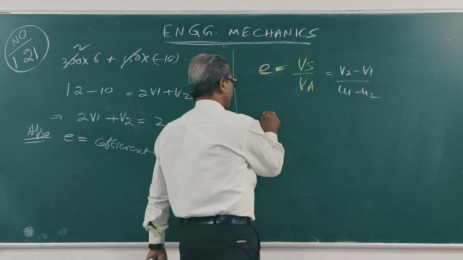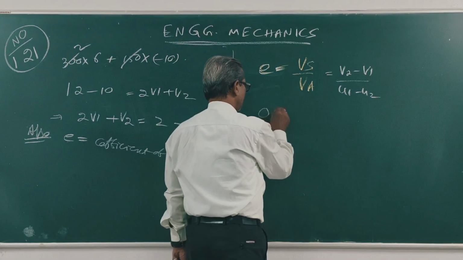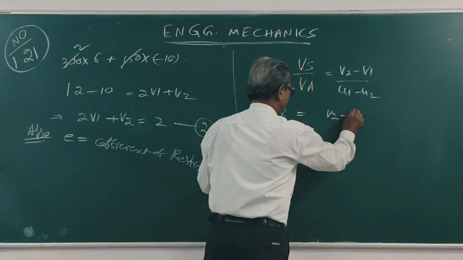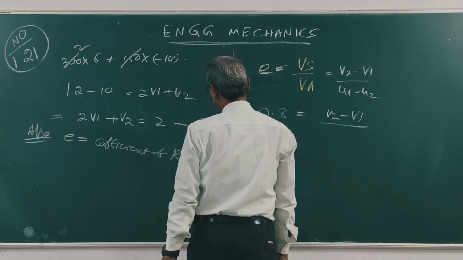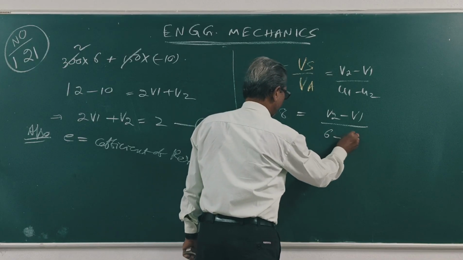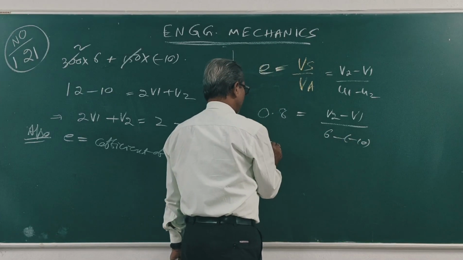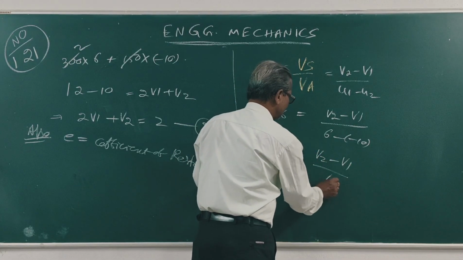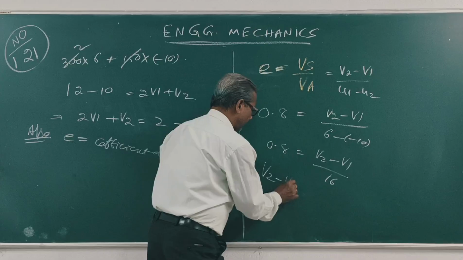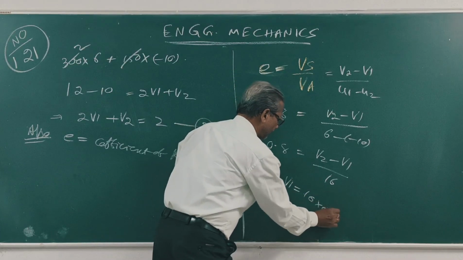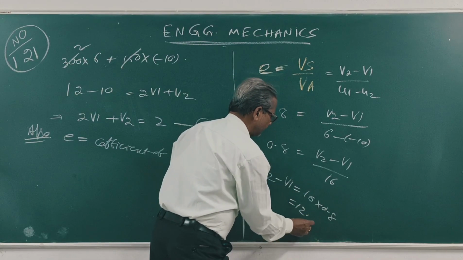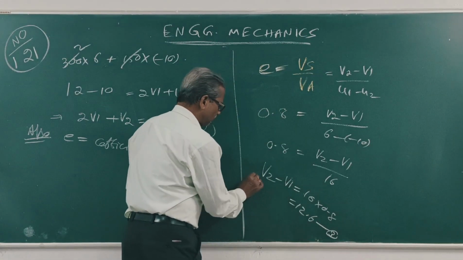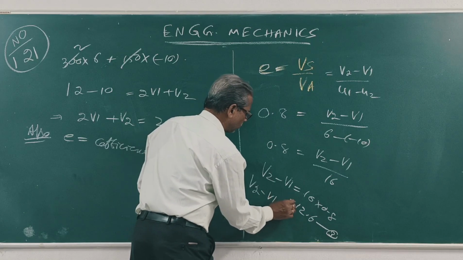That is, 0.8 is equal to V2 minus V1 by U1 minus U2. What is U1 minus U2? 6 minus minus 10, that is 16. So 0.8 is equal to V2 minus V1 by 16. So V2 minus V1 is equal to 16 into 0.8, which is 12.8, equation 3. Clear? So V2 minus V1 is equal to 12.8.